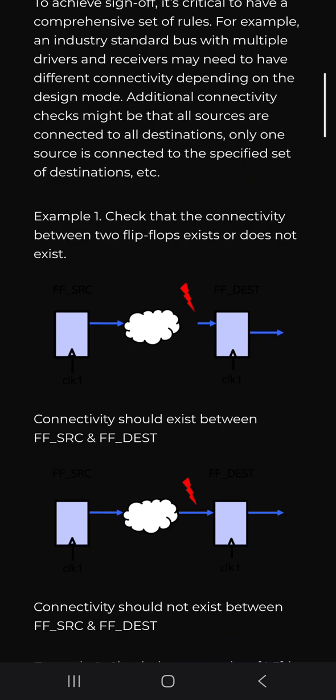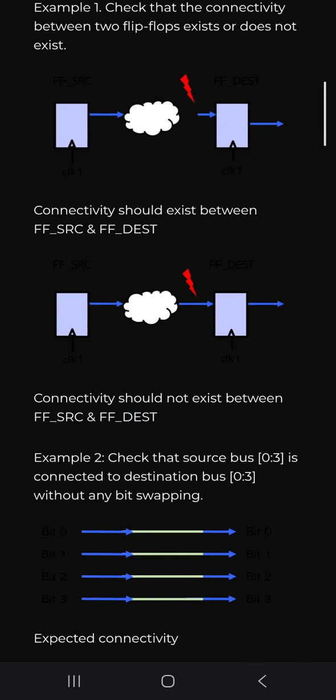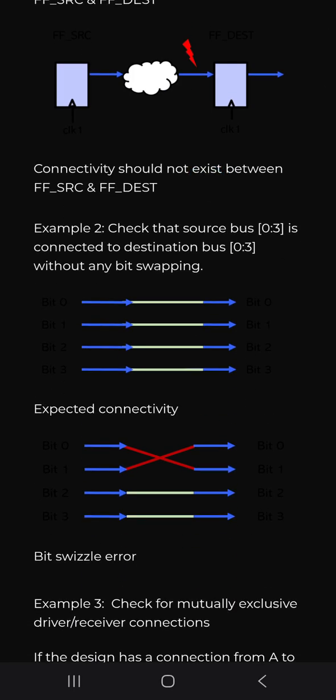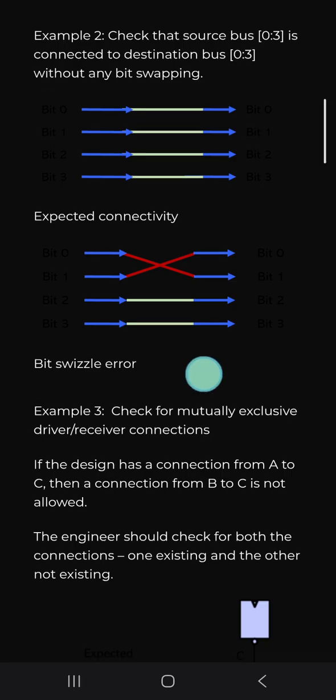Example 1. Check whether connectivity between two flip-flops exists or does not exist. Connectivity should exist between the FF source and an FF destination, and connectivity should not exist between the FFR source and FFR destination. Example 2. Check that source bits 0 to 3 are connected to destination bus bits 0 to 3 without any bit swapping. Expected connectivity with visual errors.